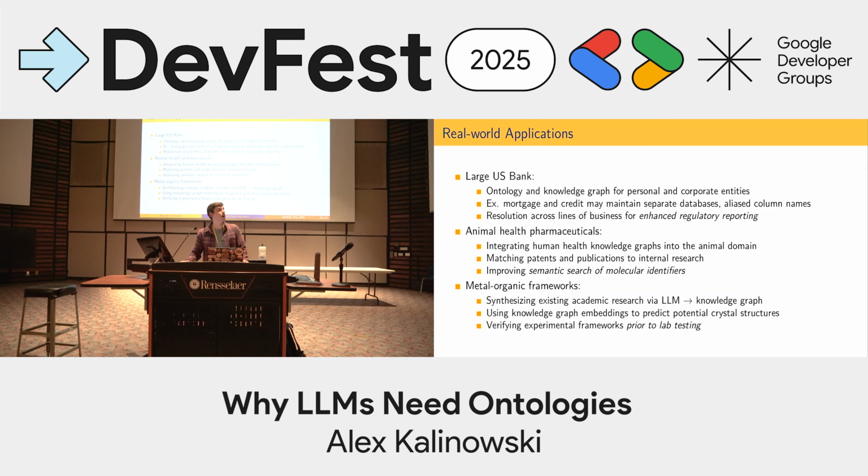To your question around healthcare, I worked for an animal health pharmaceuticals company where we did this. We had human health ontologies, so closer to the domain, but not exactly focused on animals. So what we did was we developed our own internal knowledge graph to reflect the information that we had. And we were better able then to match patents and publications externally to our internal research. So that improved our semantic search of molecular identifiers.